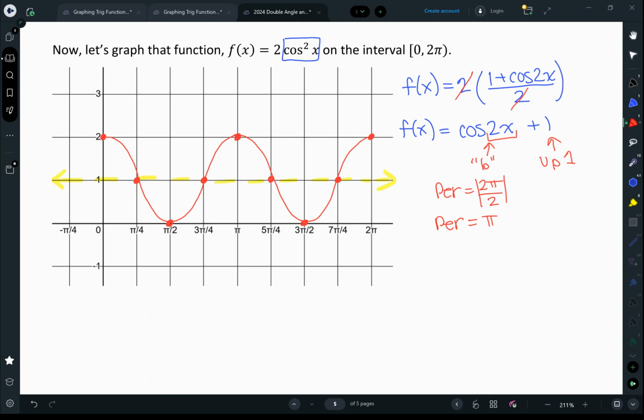All right, very good. And so now we can graph this cosine squared function by using what we know about the power reducing formula and our other cosine functions already.